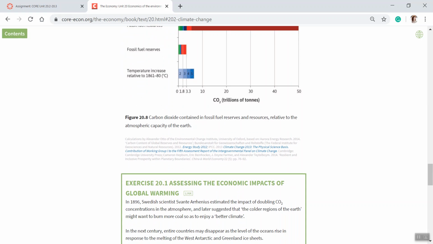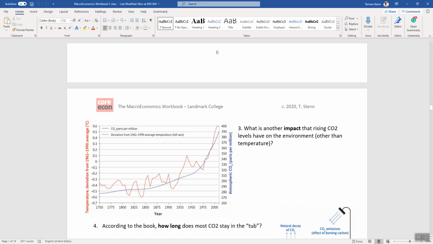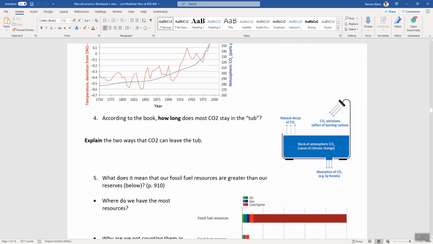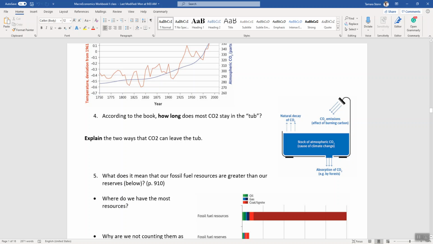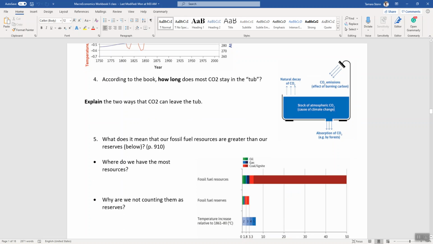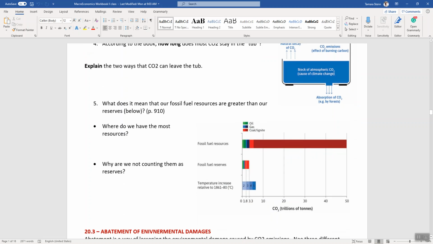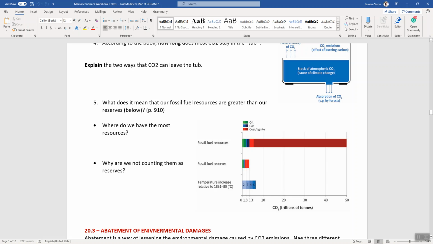All right, if we jump back to our workbook, I'm asking you about how long does most CO2 stay in the tub? Find that out in your textbook, it says. And then explain 2 ways that CO2 can leave the tub. And I've talked about that already. You guys get to tell us a little more. And now here we have, what does it mean that our fossil fuel resources are greater than our reserves, right?